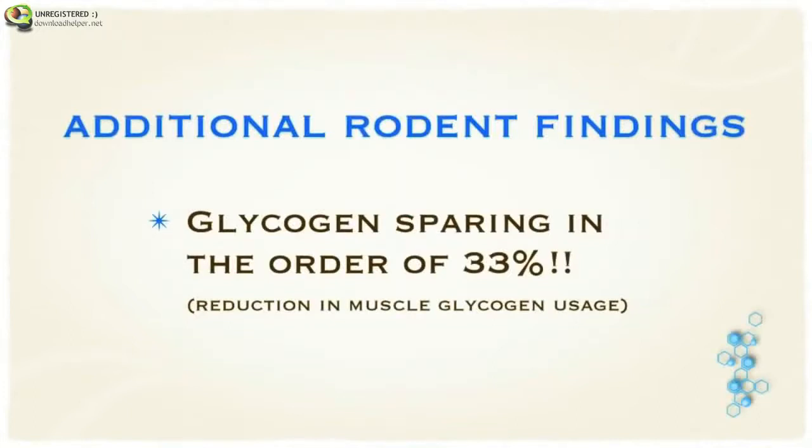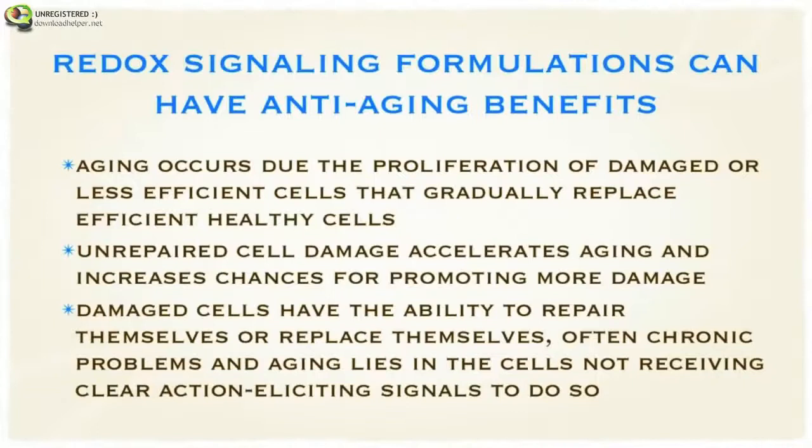Additionally, after doing muscle biopsies, they determined that there was sparing of glycogen, in other words, a reduction in muscle glycogen usage by 33%. When we don't burn our glycogen, we have better endurance, more stamina, and easier recovery. Additionally, there was preliminary evidence that there was some mitochondrial biogenesis as well. What we can conclude here is that ASEA and redox signaling formulations can have tremendous anti-aging benefits.